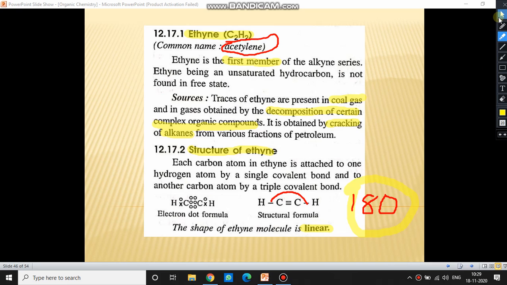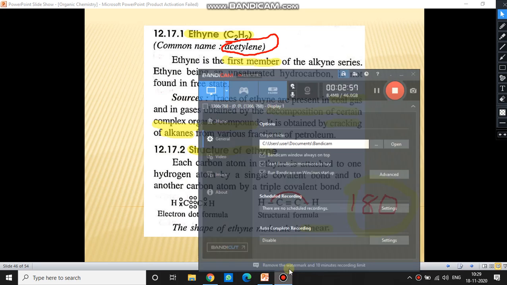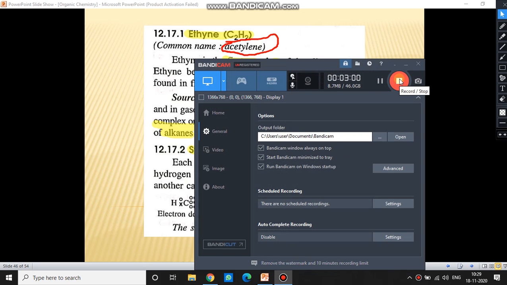So this is all about the shape and a little description of ethyne. Now we will be further continuing in our next video.